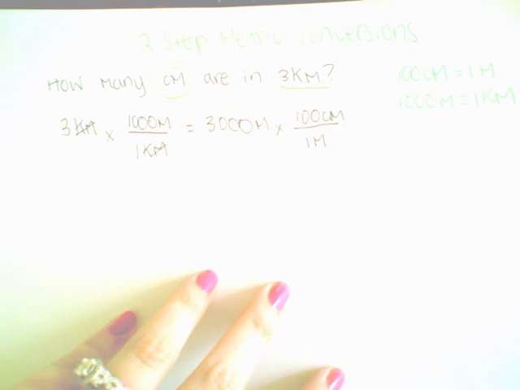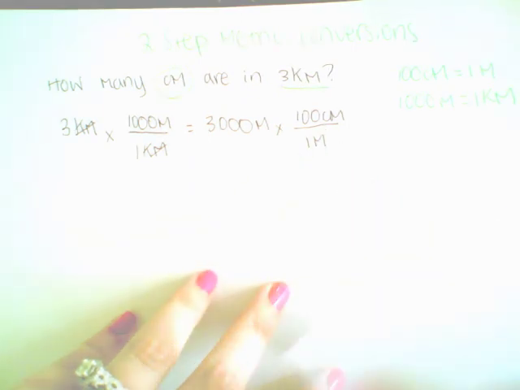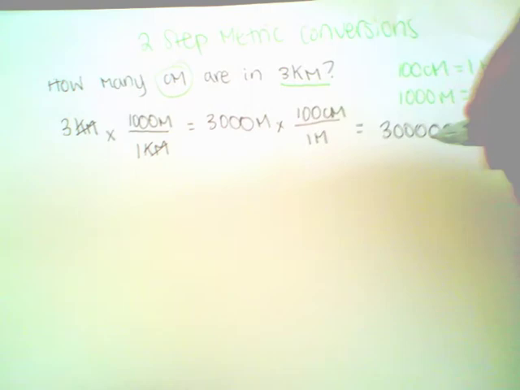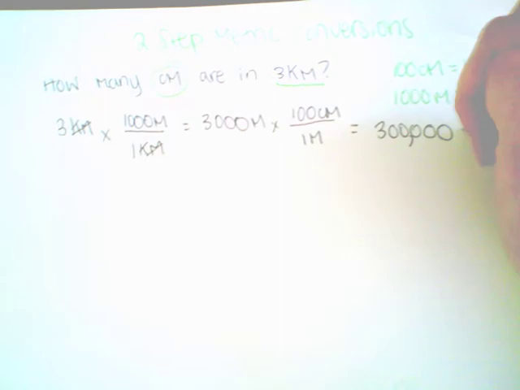Okay, so we're going to move the decimal place 2 places to the right. Since we're multiplying, we know the number gets larger. You will get 3,000, 2 more zeros. Okay, so your answer is 300,000 centimeters.